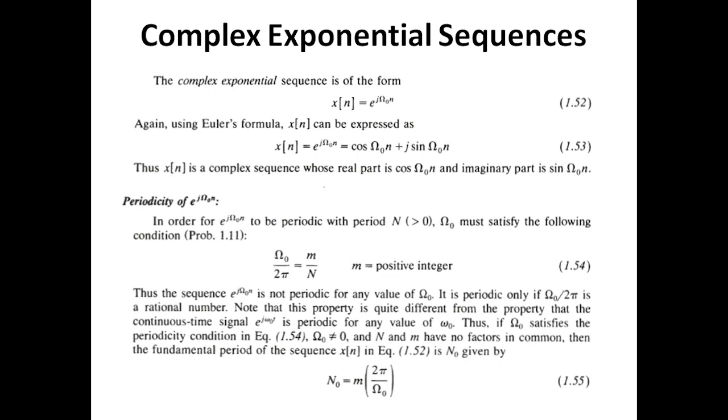Now, just like the continuous time complex exponential signals, we have discrete time complex exponential sequences. The rest of the things remain the same. Here, ω₀/2π equals m/N, where m is a positive integer, and the sequence becomes periodic when it is a rational number. We have discussed this in our previous class. Why are you giving a blank face?